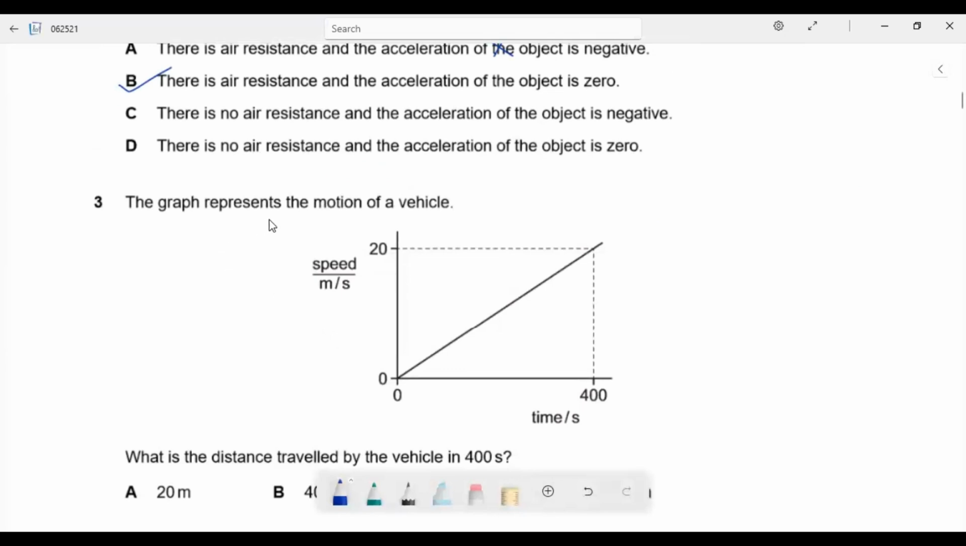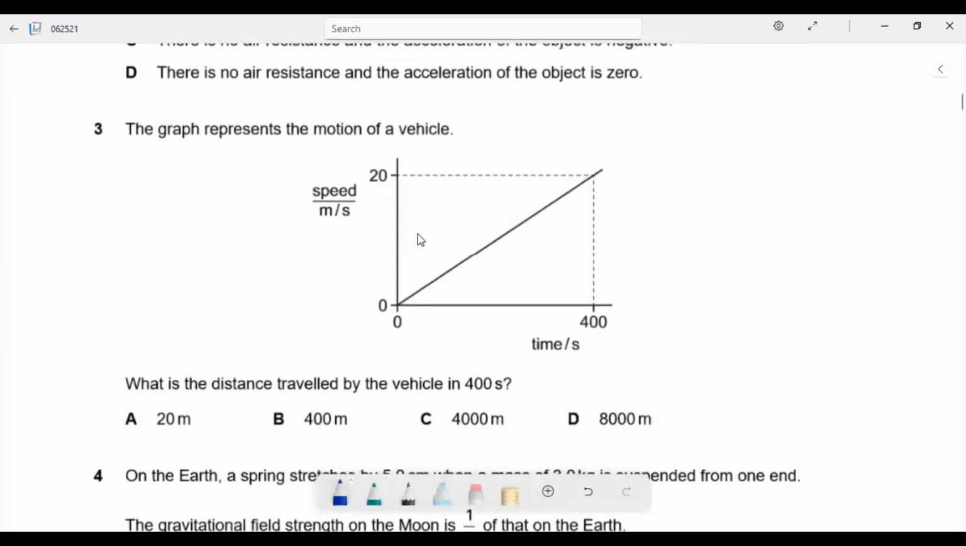Next, the graph represents the motion of a vehicle. So speed is given, time is given. This is the graph. What is the distance traveled by the vehicle in 400 seconds? Distance traveled means it is the area under this graph. So it is a triangle. Area under the graph is half into B into H.